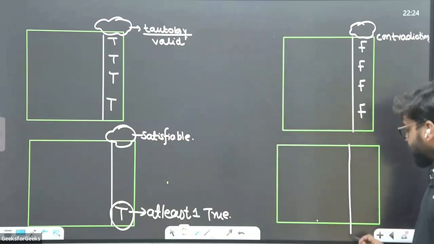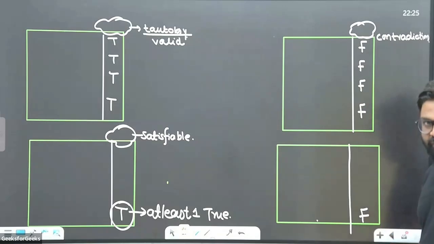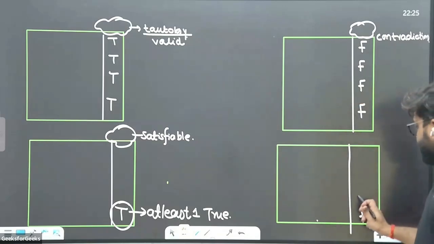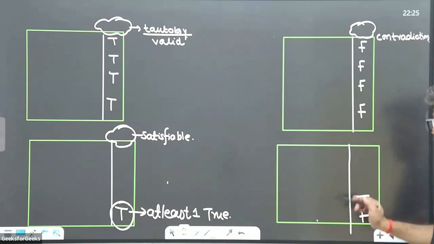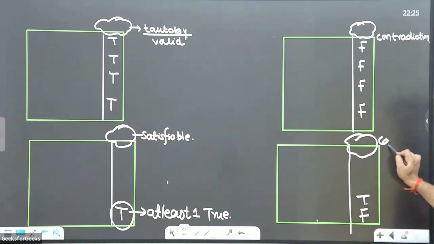where it is not a tautology, where it is not a contradiction, it is a mixture of all. Suppose it is not a tautology, that means you will get at least one false. Suppose it is not a contradiction, then you will get at least one true. So this expression is called a contingency.